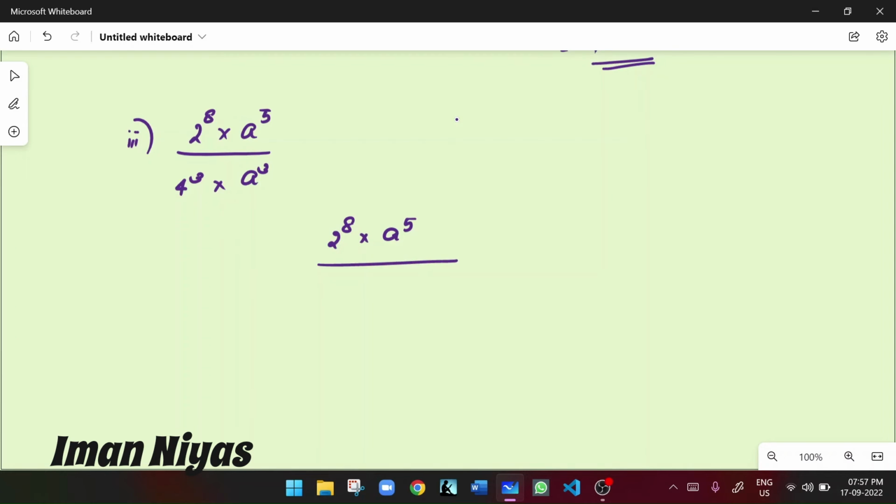So as I told, this 4, you can split and write it in the form of what? The power of 2. So how can we write this as power of 2? Can we write it as 2 square the whole raised to 3? Because 2 square is 4. Then multiplied with a raised to 3.